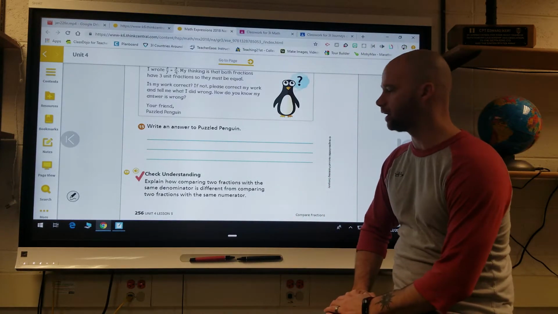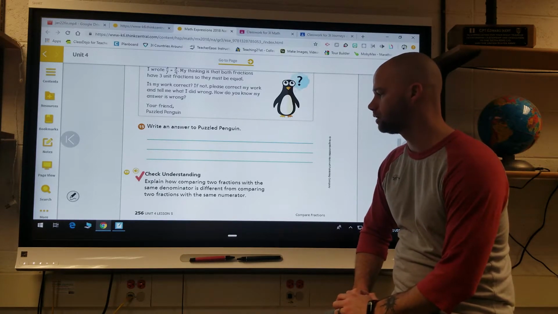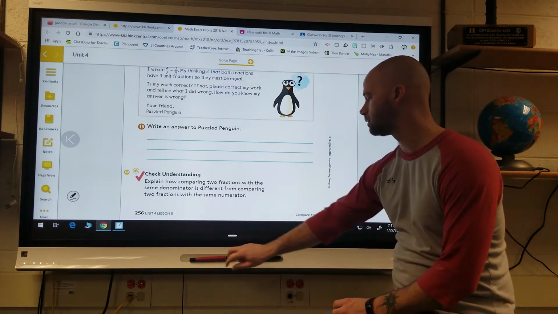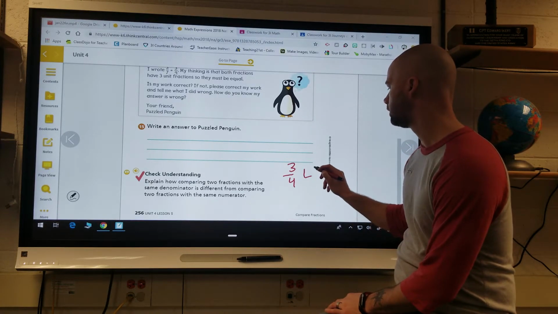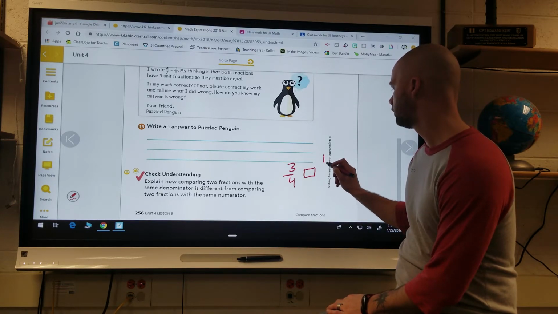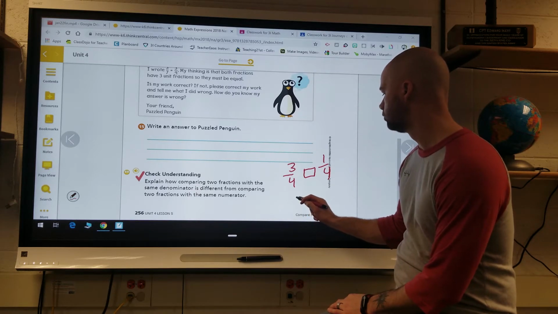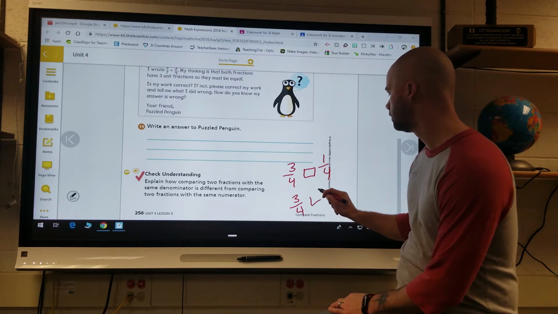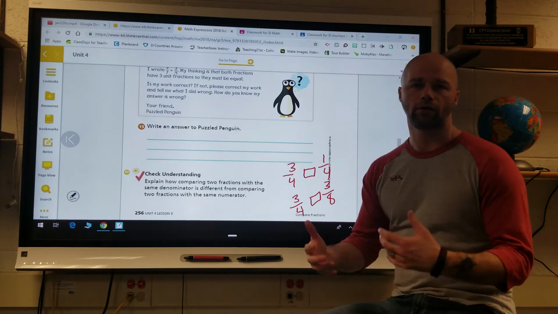And then the last one, explain how comparing 2 fractions with the same denominator is different from comparing 2 fractions with the same numerator. So I would advise, think about comparing 3/4 and, so let's say same denominator, 1/4. Okay. And then think about comparing the same numerator, so we can do 3/4 to 3/8.